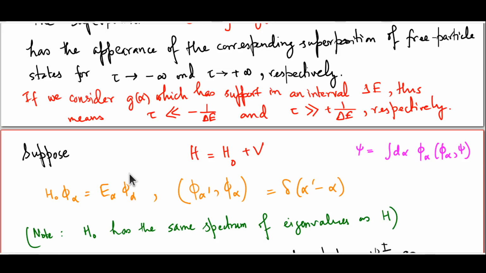But before I forget, there is another very important point that I should have mentioned, this time about the potential V. We assume that the potential V is a short-range potential, so that when the particles are very far away from each other, in the distant past or in the distant future, the effect of V is negligible. So H essentially becomes the same as H0 in such a situation.